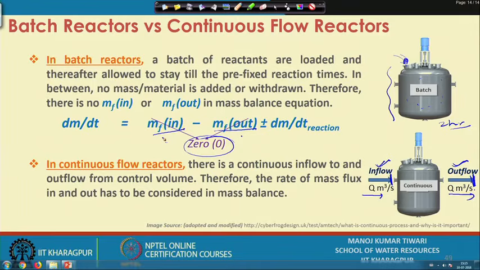So, these terms exist and our classic equation remains as it is: mass flux in minus mass flux out plus or minus rate of change of mass due to reaction.